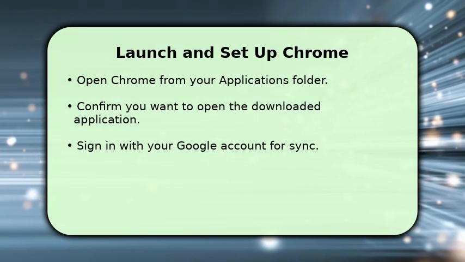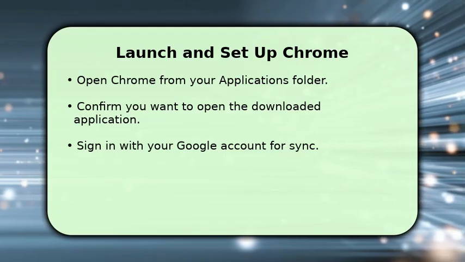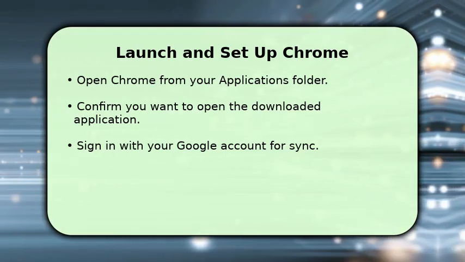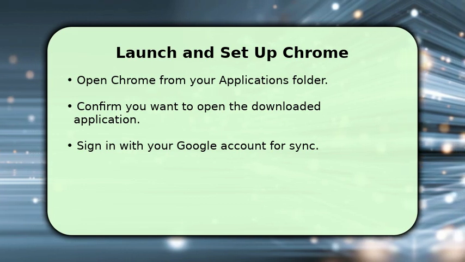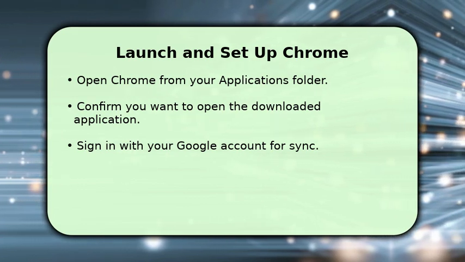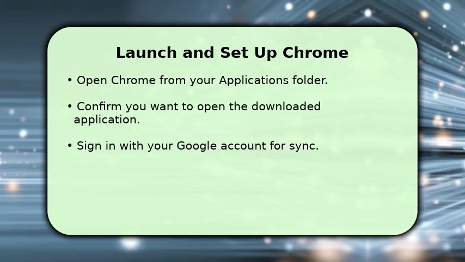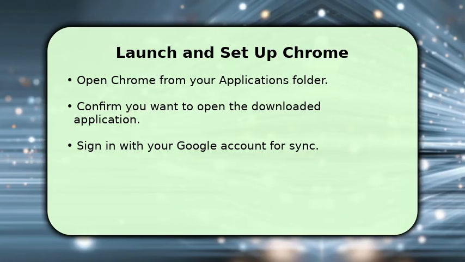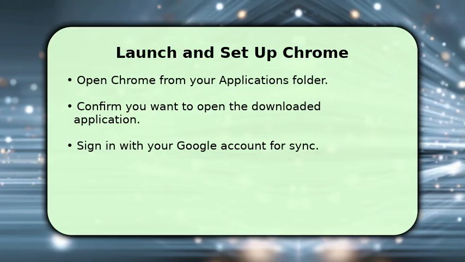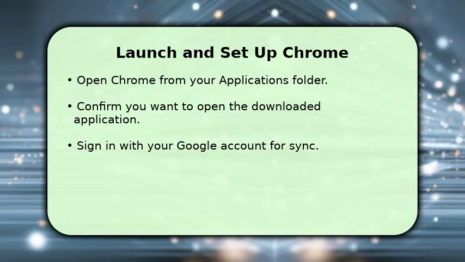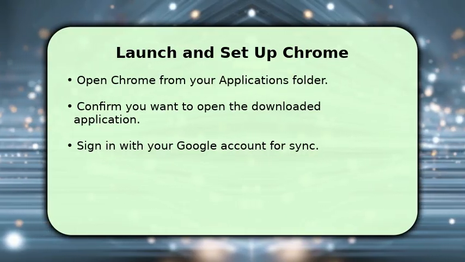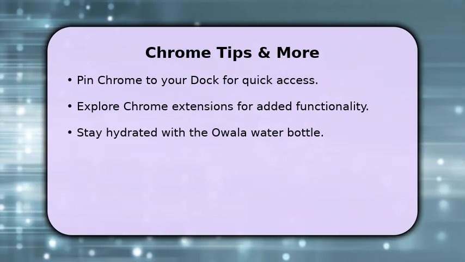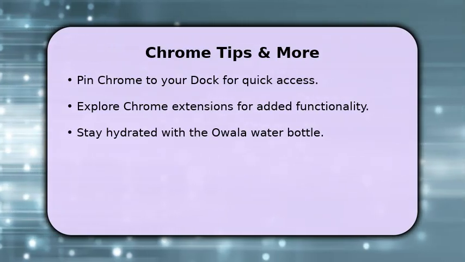Now that Chrome is installed, navigate to your Applications folder and double-click the Google Chrome icon to launch it. The first time you open it, your Mac might ask for confirmation, so click Open. You'll then be prompted to make Chrome your default browser, which is optional. I recommend signing in with your Google account to sync your bookmarks, passwords, and browsing history across all your devices, making your experience seamless. To make Chrome easily accessible, drag its icon from your Applications folder to your dock.